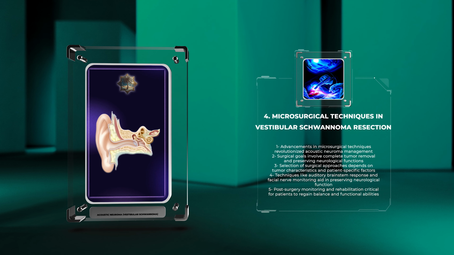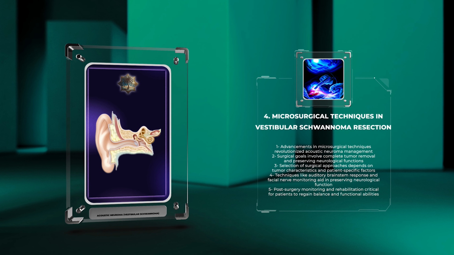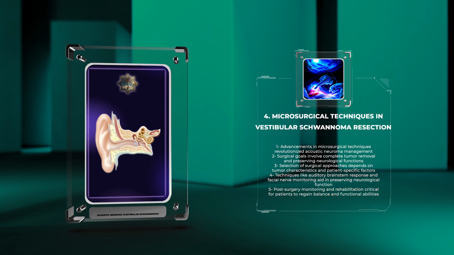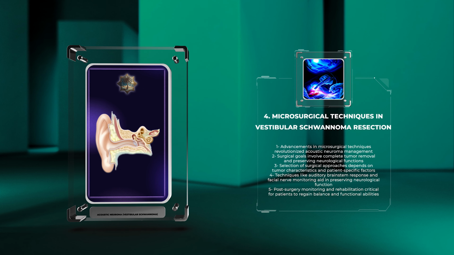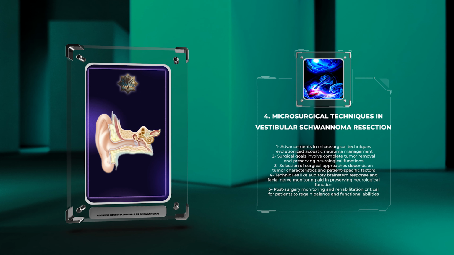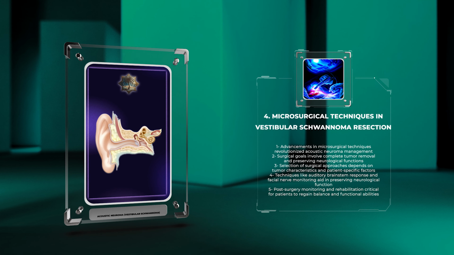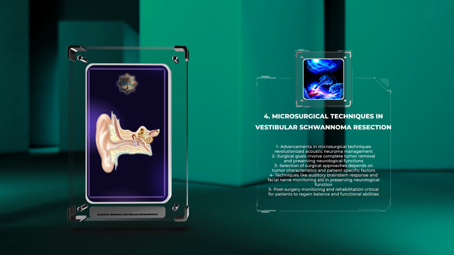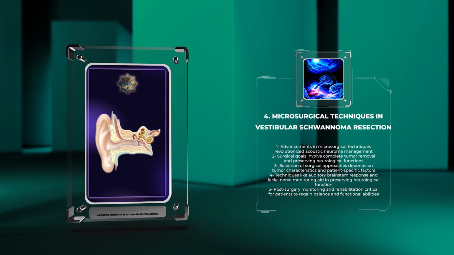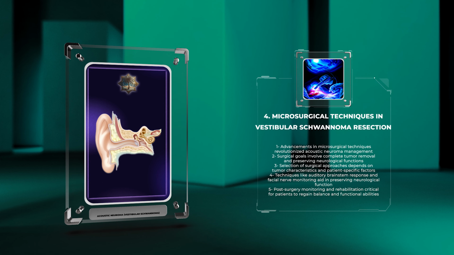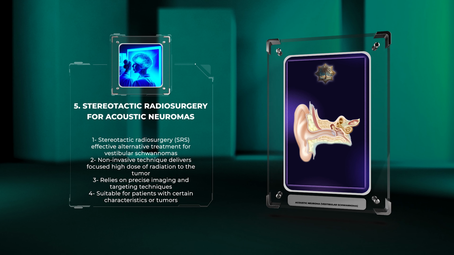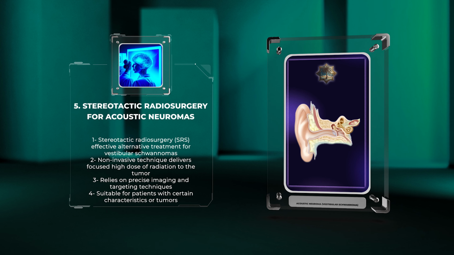During surgery, techniques like auditory brainstem response and facial nerve monitoring aid in preserving neurological function. Advanced technologies like neurophysiological monitoring and image-guided navigation further enhance surgical precision and outcomes. Post-surgery, monitoring for complications and rehabilitation, including vestibular exercises and physical therapy, are critical for patients to regain balance and functional abilities. Stereotactic radiosurgery, SRS, has emerged as an effective alternative treatment modality for small to medium-sized vestibular schwannomas.